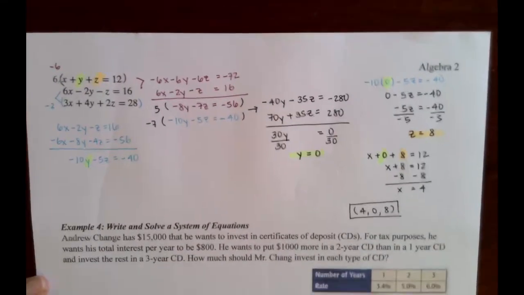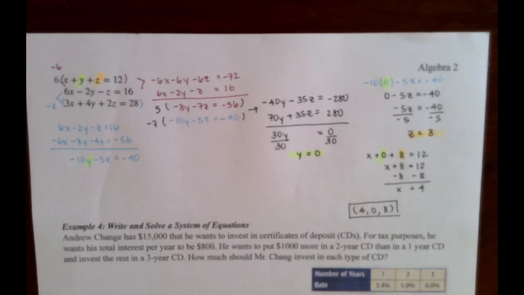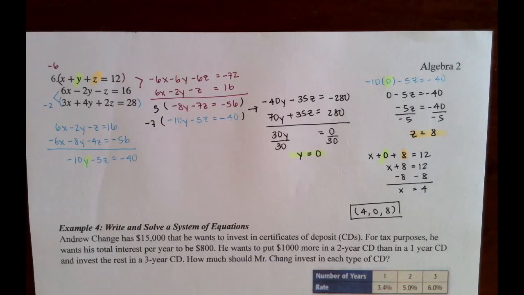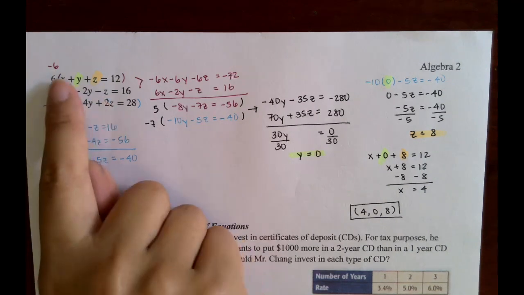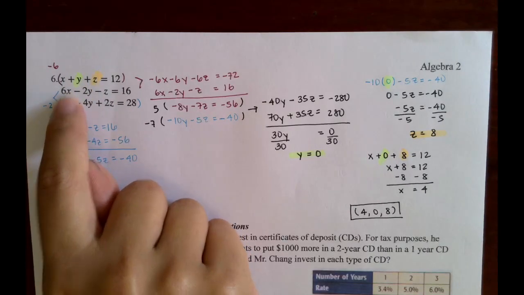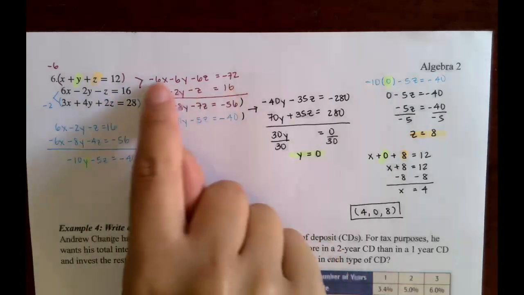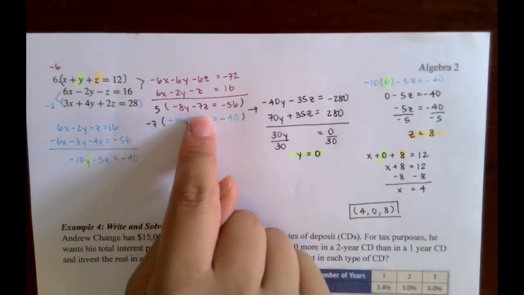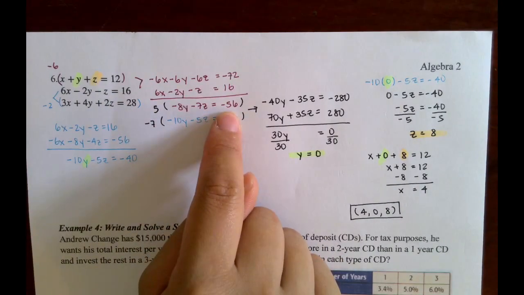With this one here, this one did end up working out. So again, I just chose to get rid of x first. You can choose to get rid of y or z first. It really doesn't matter. It's still the same process, just in a different order. So I used the first two. I did x's again, so 6 and negative 6. So I multiplied the top one by negative 6. I ended up with negative 8y minus 7z equals negative 56.